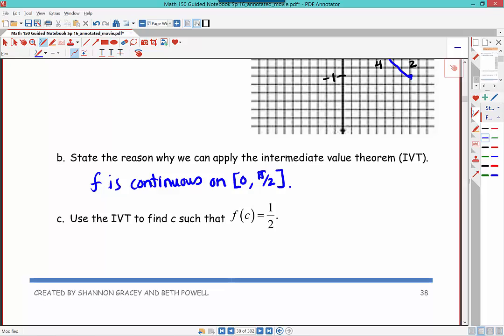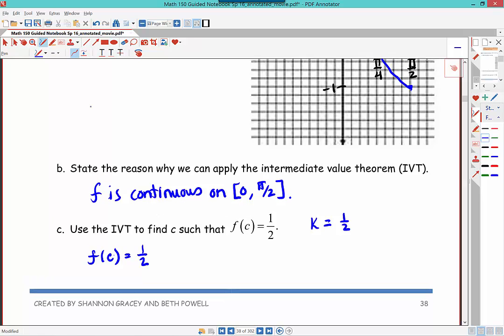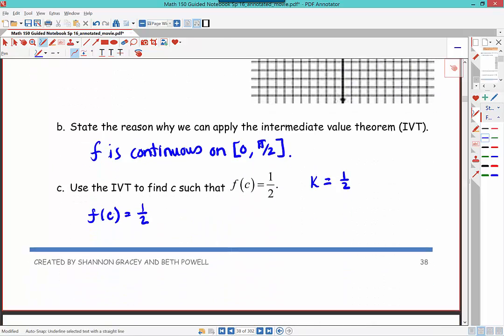Alrighty, use the intermediate value theorem to find c such that f at c is a half. So the k in this case from the theorem is a half. So how can we find that value? Well, we can take f at c equal to 1/2, right? And what would f at c be? What was our function? Cosine at 2x, right? So f at c is just cosine at 2c would be 1/2.